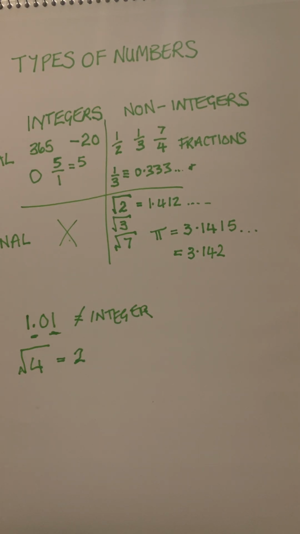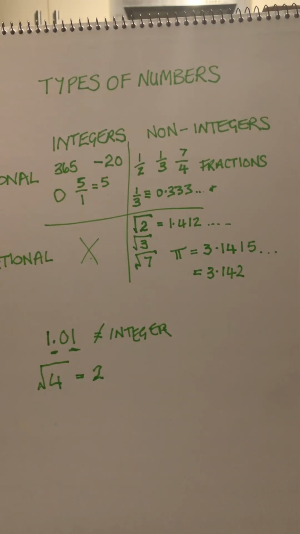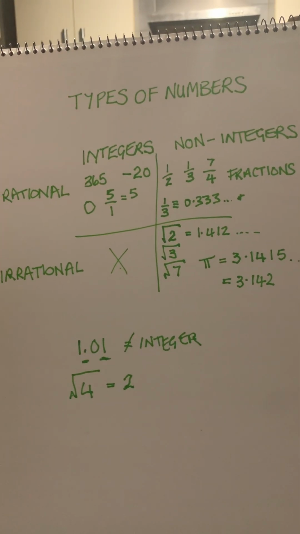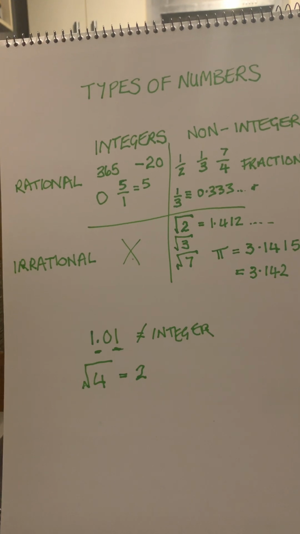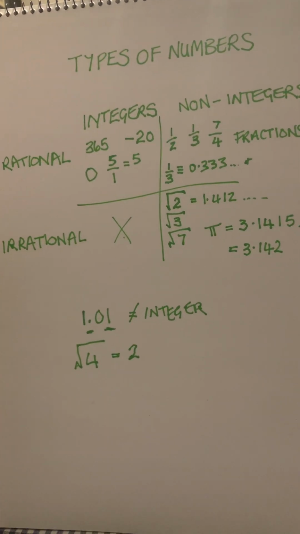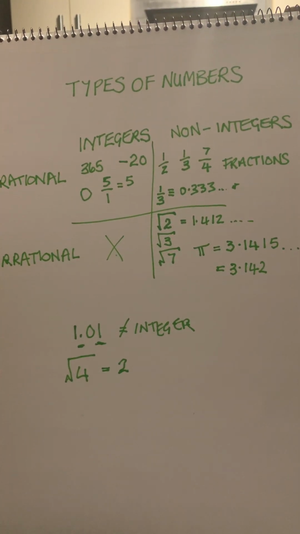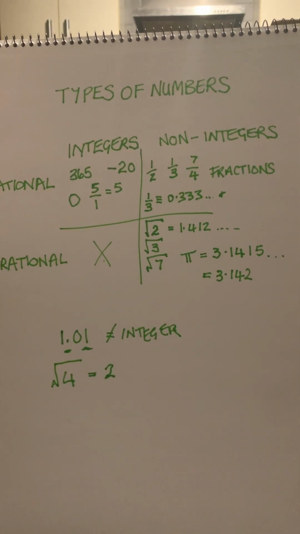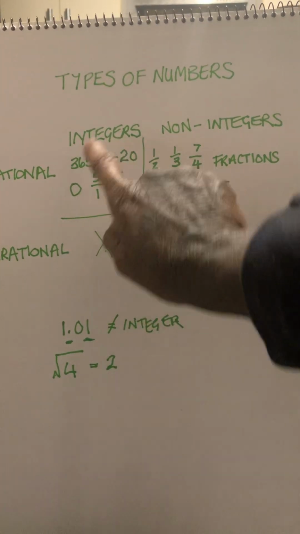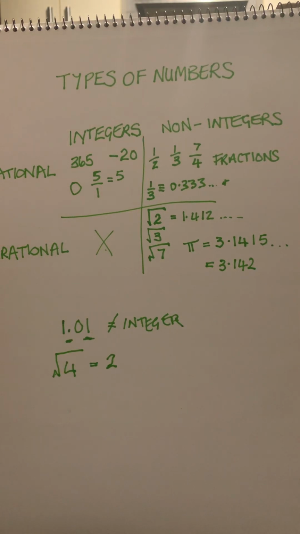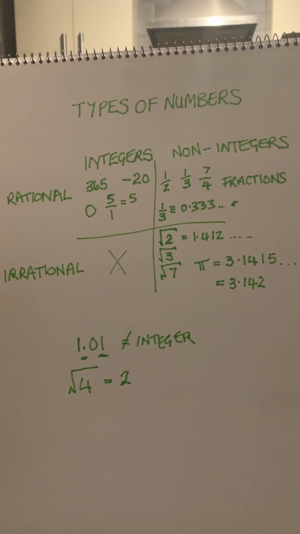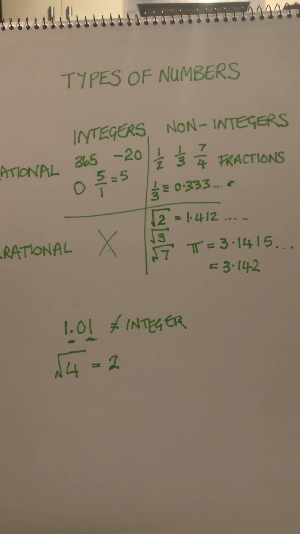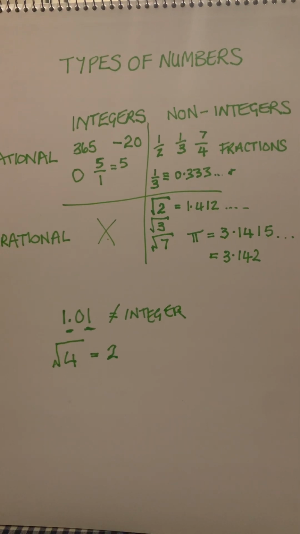Anyway, so that is my video for today. I am realising you might have missed a little bit there. So you've got rational, irrational on the table. And at the top, you've got integers and non-integers. And remember, you cannot get integers that are irrational. That is not a thing. So those are the types of numbers you can get in maths.